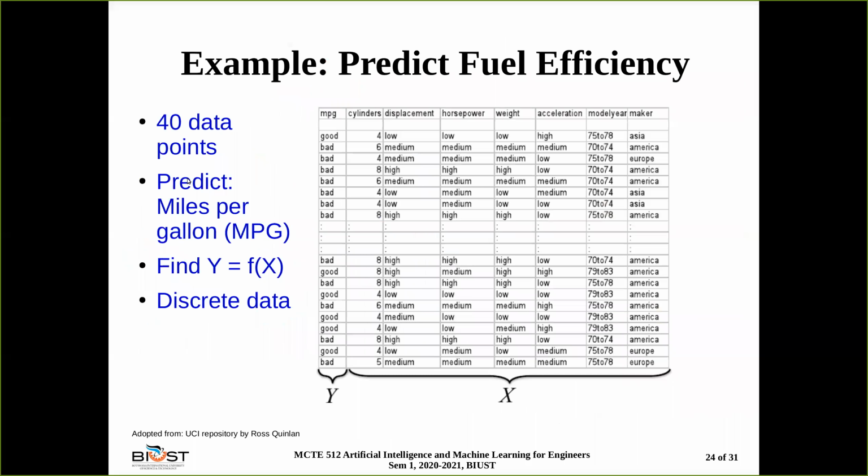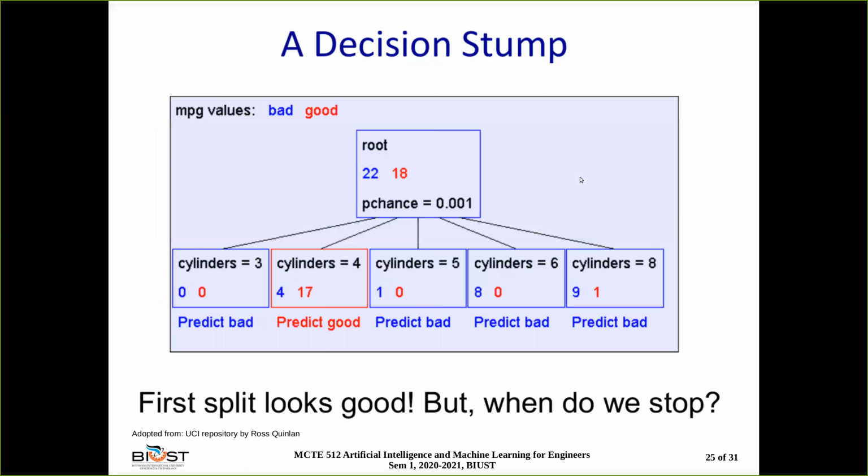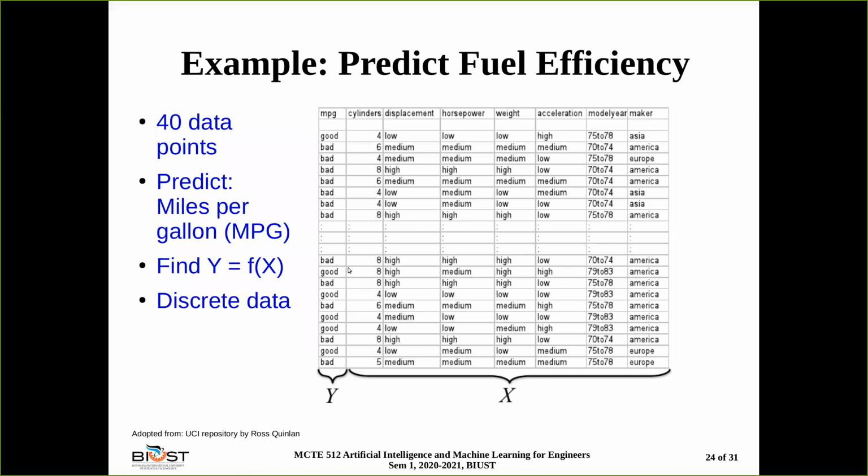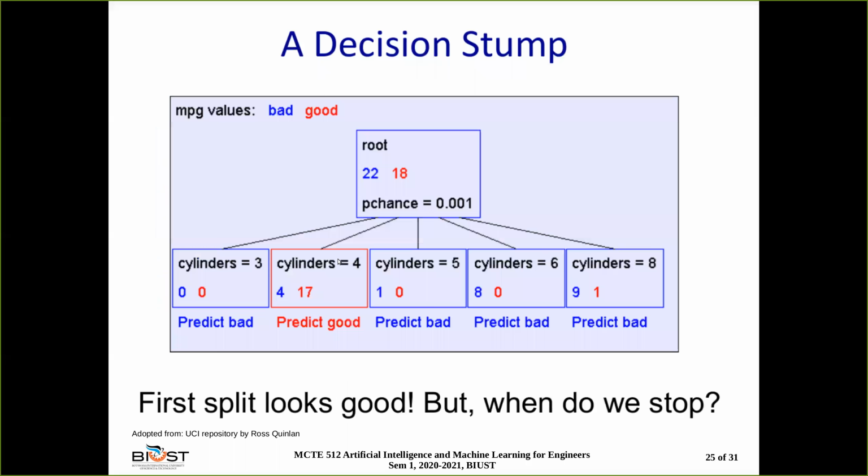So now, for example, if this is a fuel efficiency example, and we look at again the input parameters of cylinders, displacement, horsepower, and so on, and we output a good or bad miles per gallon.